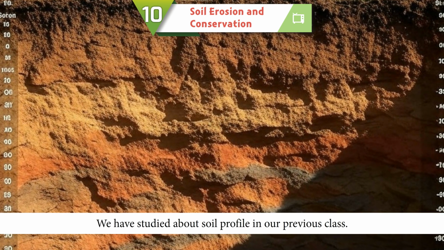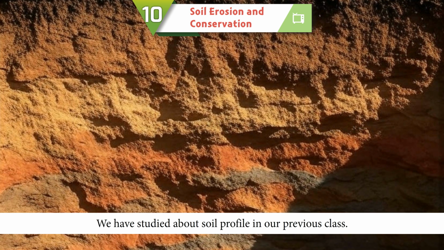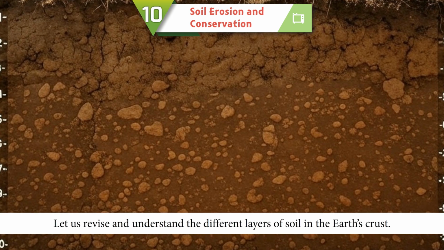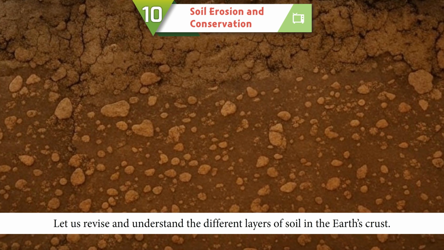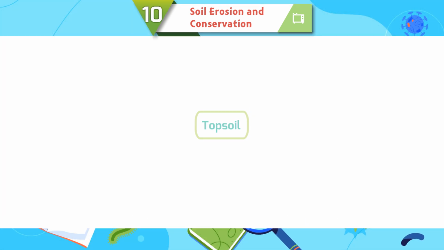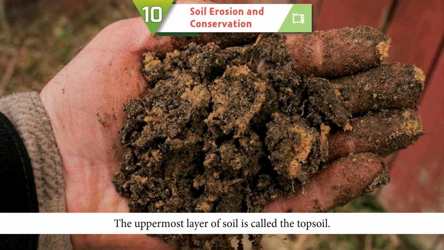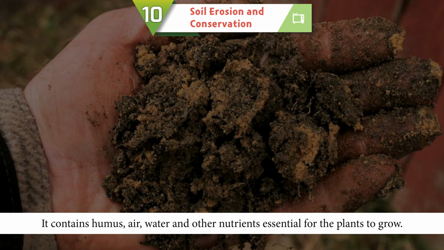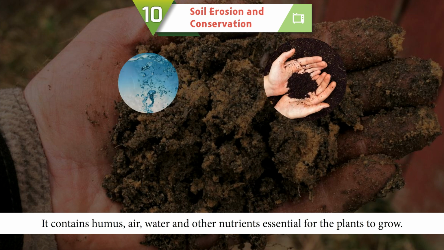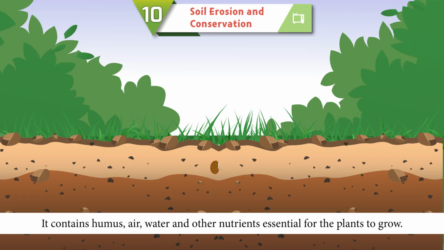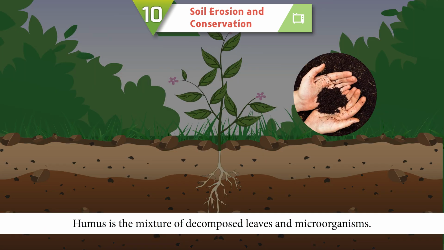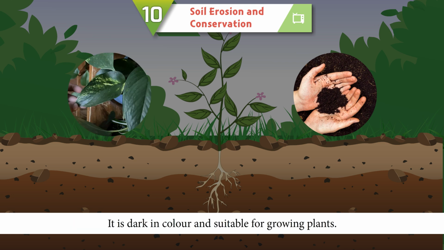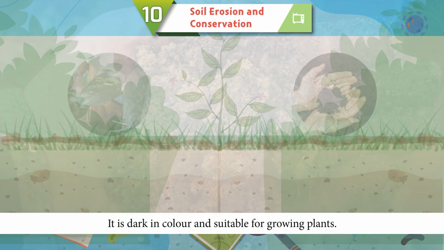We have studied about soil profile in our previous class. Let us revise and understand the different layers of soil in the earth's crust. Topsoil. The uppermost layer of soil is called the topsoil. It contains humus, air, water, and other nutrients, essential for the plants to grow. Humus is the mixture of decomposed leaves and microorganisms. It is dark in color and suitable for growing plants.